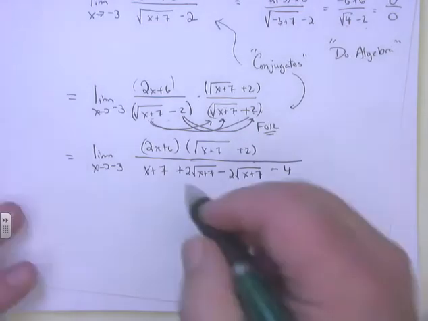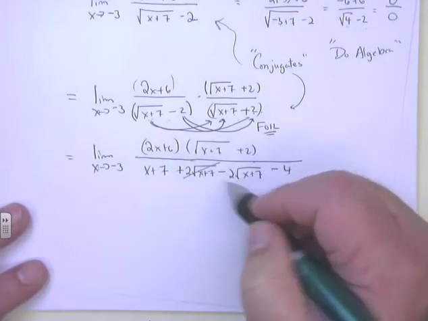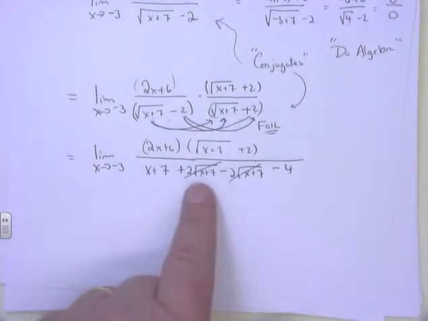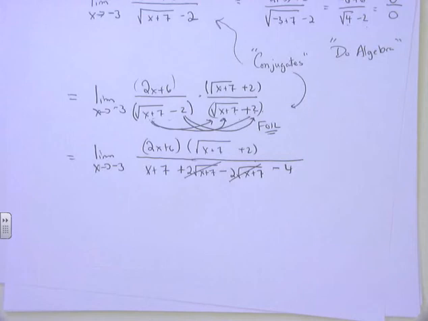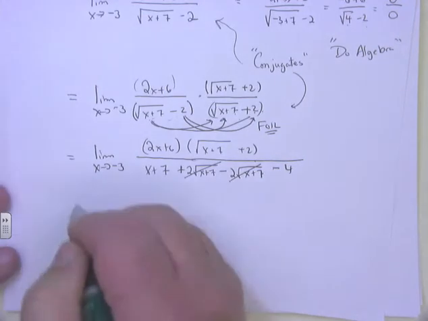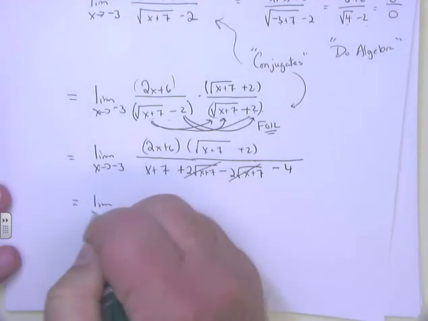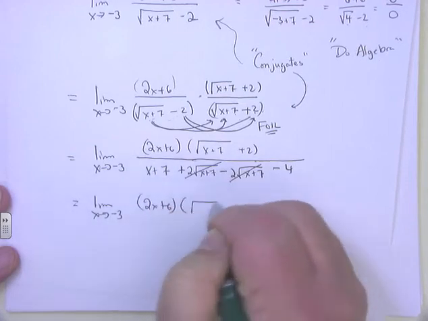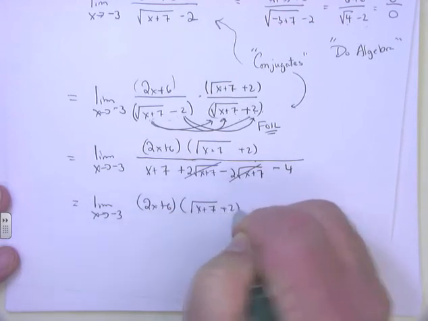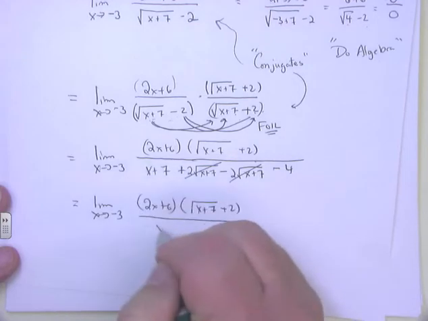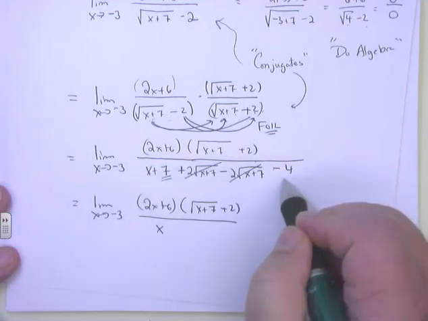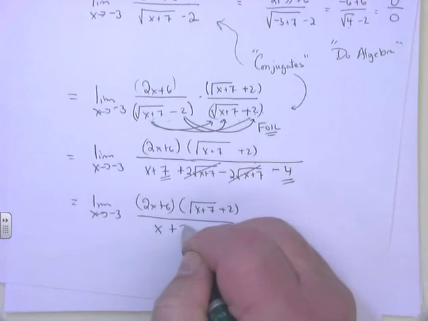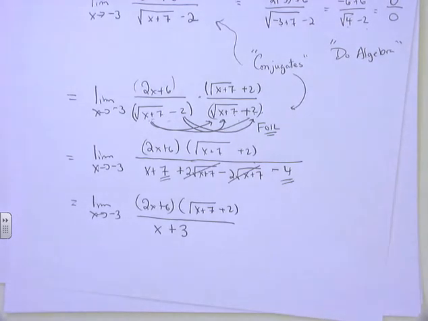So what cancels here? 2 times the square root of x plus 7 and minus 2 times the square root of x plus 7. That was the outer inner on the FOIL method, canceled. Combine like terms. This is equal to the limit as x approaches negative 3 of 2x plus 6 times the square root of x plus 7 plus 2 divided by x. What is 7 minus 4? Plus what? 3. 7 minus 4 is 3.